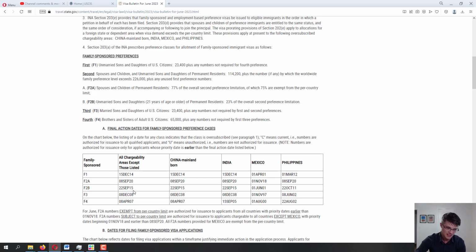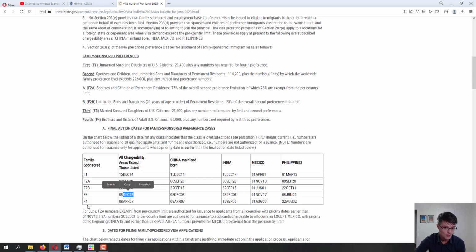All right, I don't think that it's your category because again you've been waiting for 11 years. So I am thinking you are F3 category, married sons and daughters of US citizens, and that one takes quite a long time. As you can see, the priority date that is getting their immigrant visas right now is December 2008, which is, my math is horrible and I don't have the calculator around me for whatever reason. 2008, 2023. So we have 12, 15. Wow, 15 years.